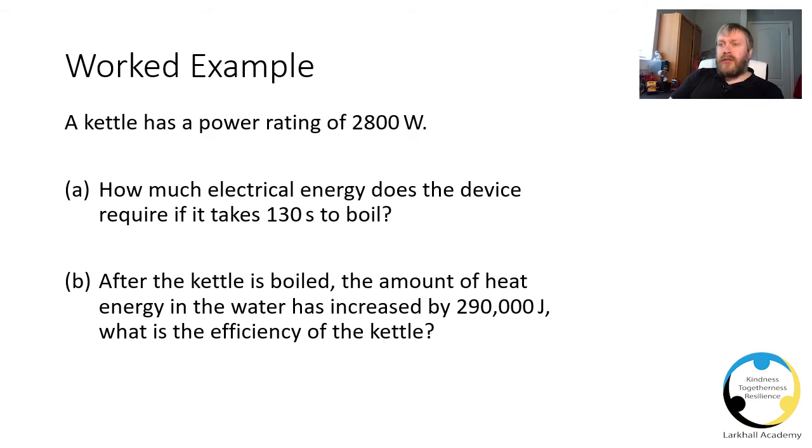The second part of the question: after the kettle has boiled, the amount of heat energy in the water has increased by 290,000 joules. That's a lot of energy, but it does take a lot of energy to heat up water. So you need to put a lot of energy into it. So the amount of energy in the water has increased by 290,000 joules. What is the efficiency of the kettle?